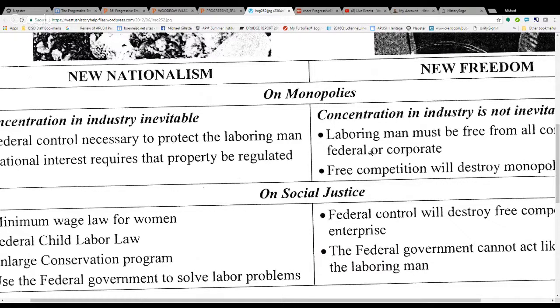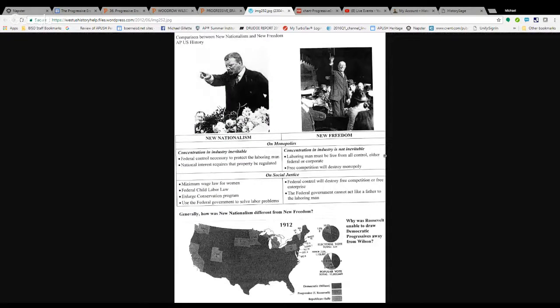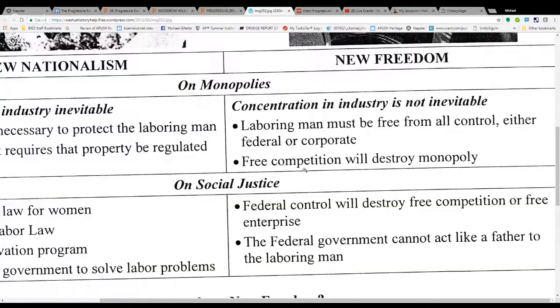He believes that the laboring man must be free from all control, either federal or corporate. He pushed for free competition. He believed that free competition will destroy monopolies.